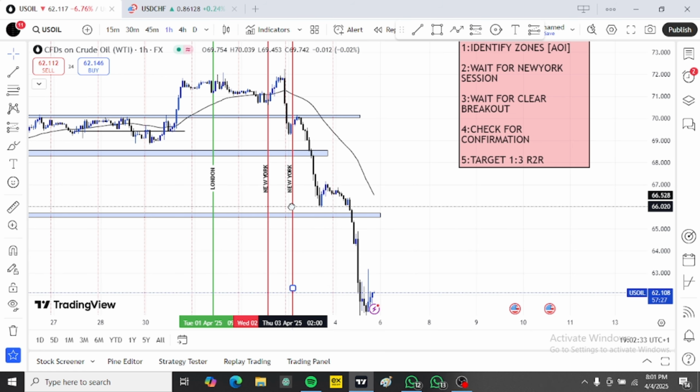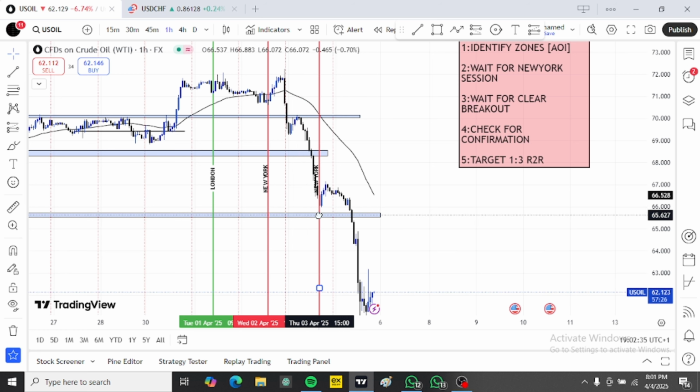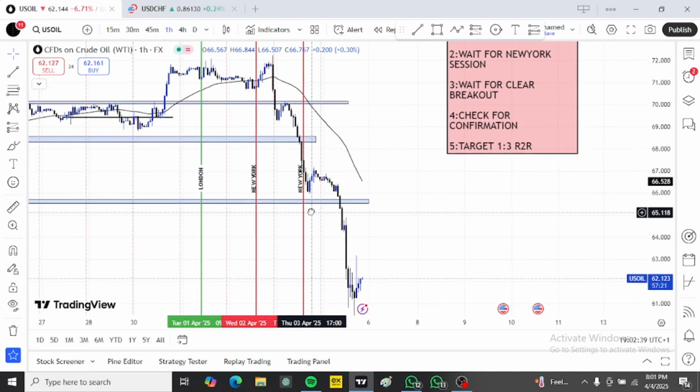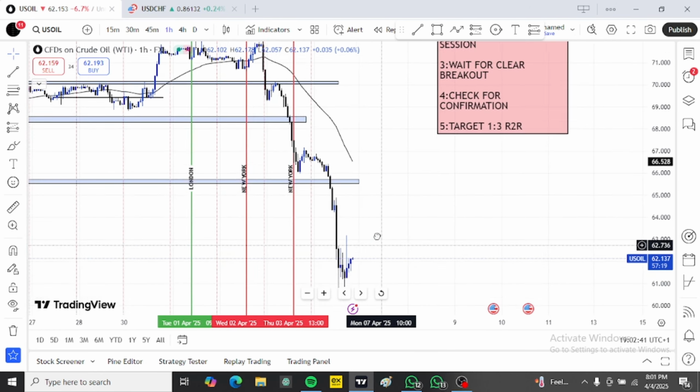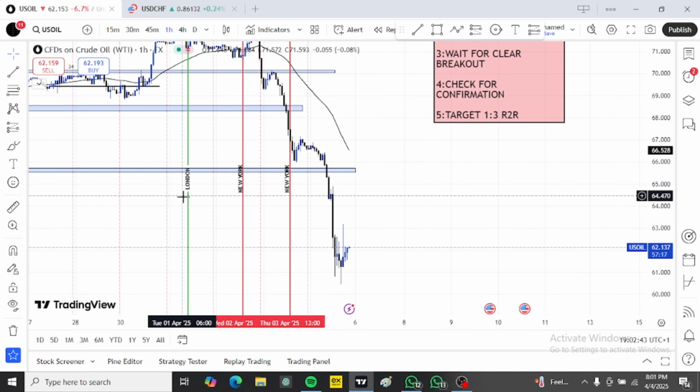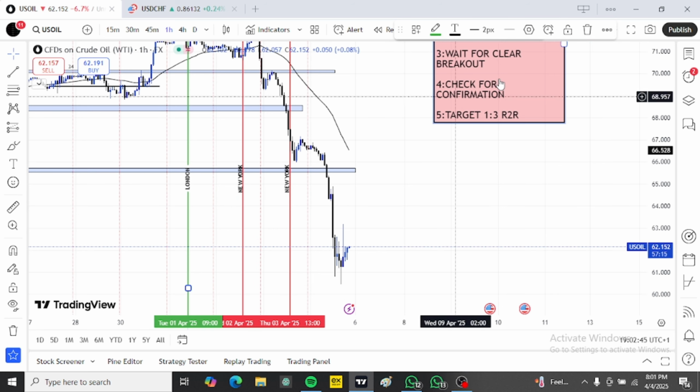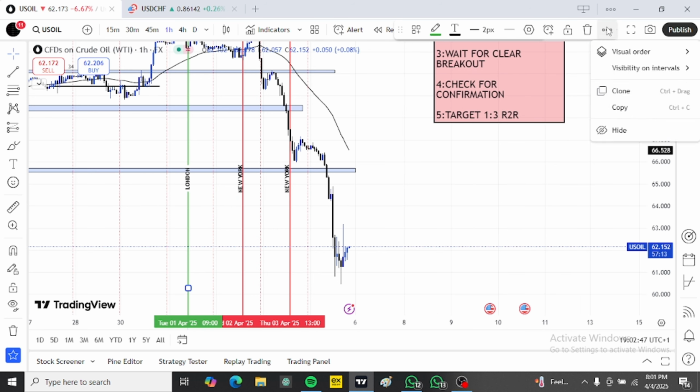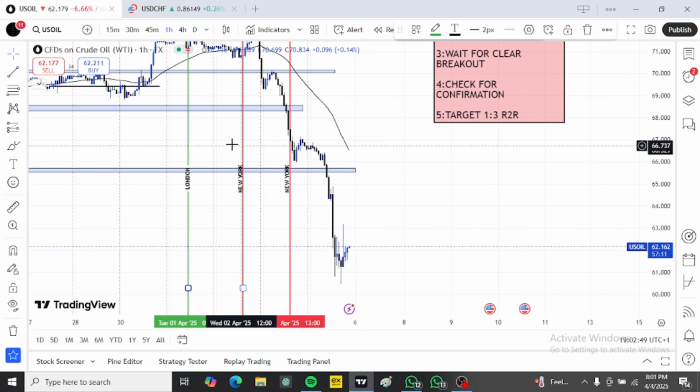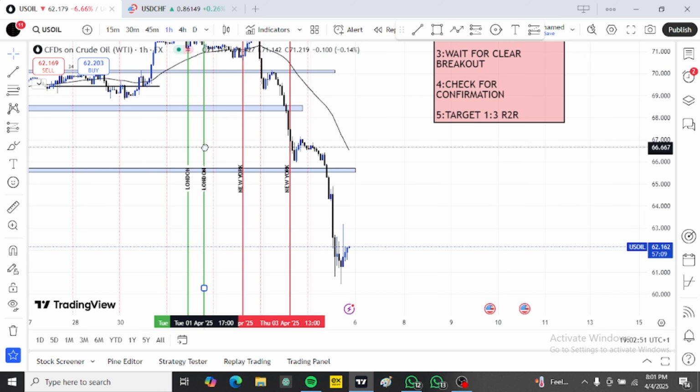I'm going to give you 2 examples of how I trade the New York session breakout. US oil, I don't bother trading in other sessions. I only trade it in the New York session because that's when the market is going to break out from a particular zone, mostly in the New York session, because it's related to the United States economy. The New York session represents the United States.